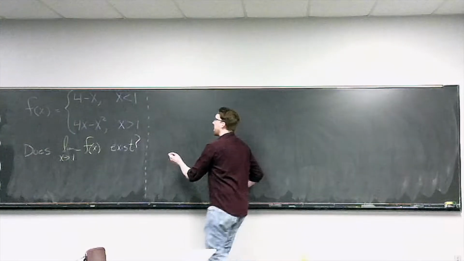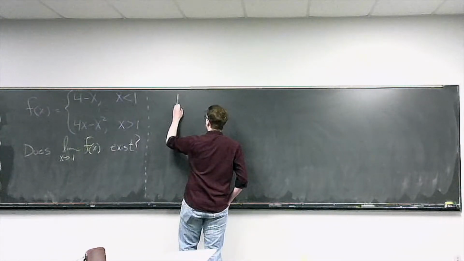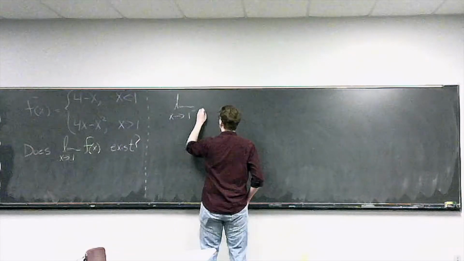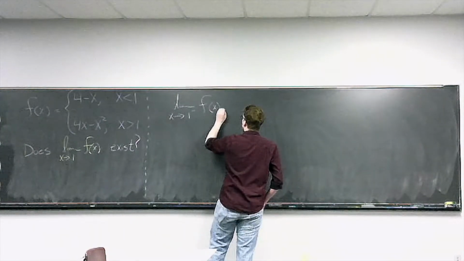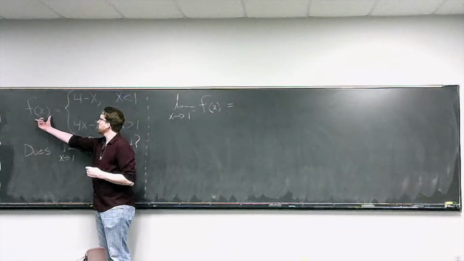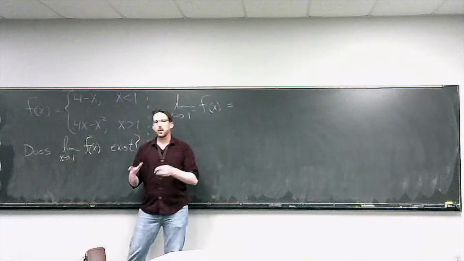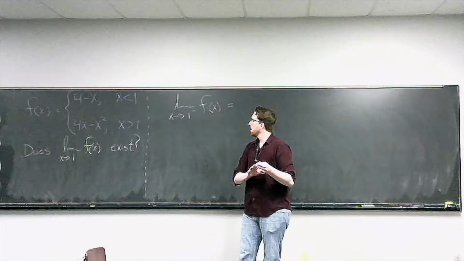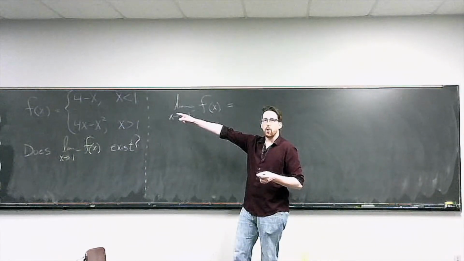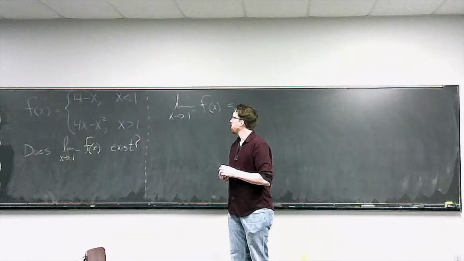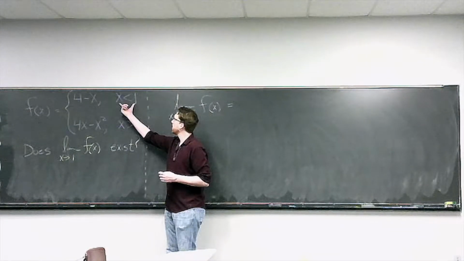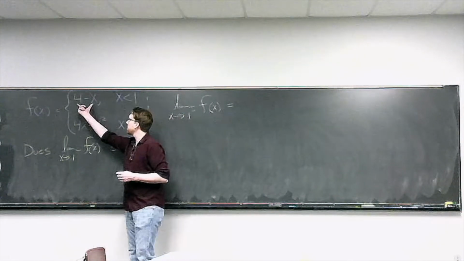Well, we're going to start by taking the limit from the left, the limit as x approaches 1 from the left of f of x. The limit of this function from the left just means we need to take the left-hand side of things, right? Everything to the left of 1, our function is going to be equal to 4 minus x. So if we're just looking at the values to the left of 1, this piecewise function is saying everything to the left of 1 is equal to 4 minus x.